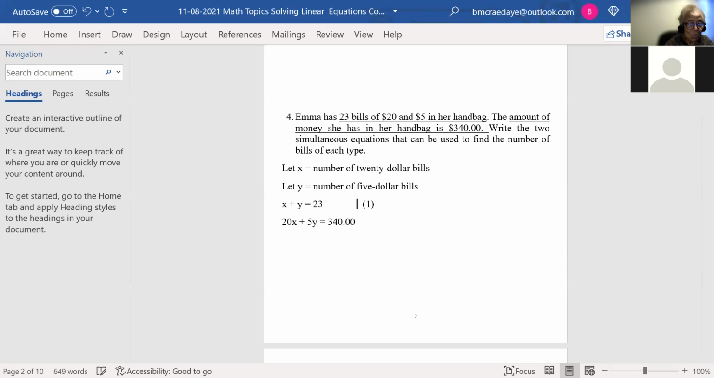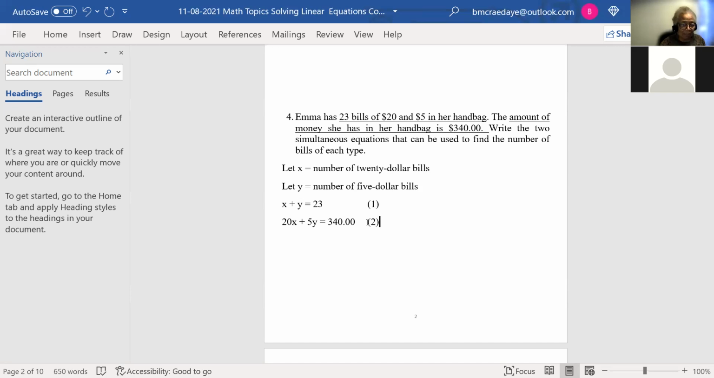Now, you want to go ahead and solve it, but that's not what they ask you. I thought when they were telling me that word, simultaneous, it was confusing me. Simultaneous equations share the same variables. Oh, I see now. So when they ask you to write the two simultaneous equations, they didn't ask you how many $20 bills and how many $5 bills Emma had in her purse. That's another step. Now you realize what that word means.